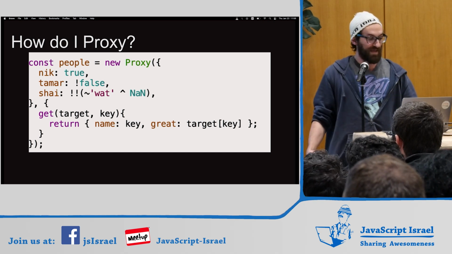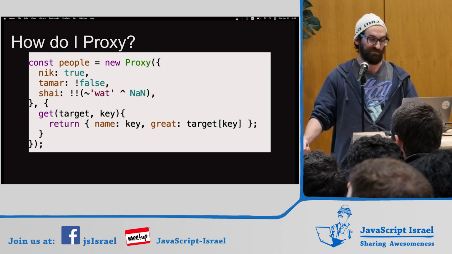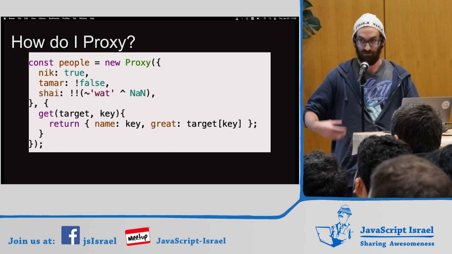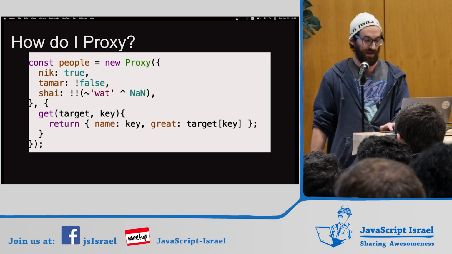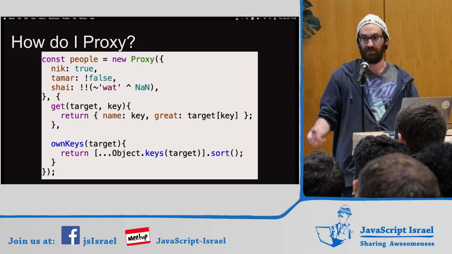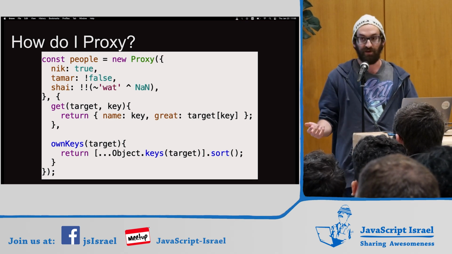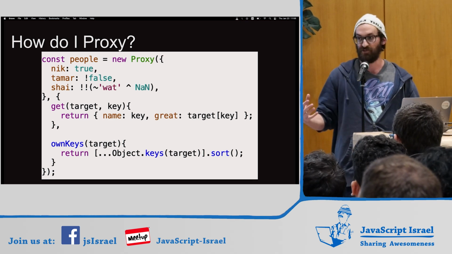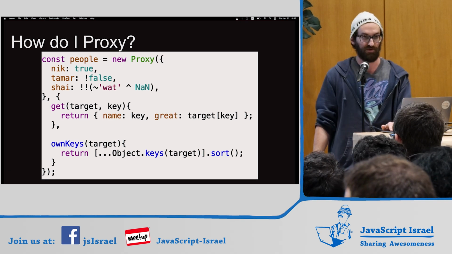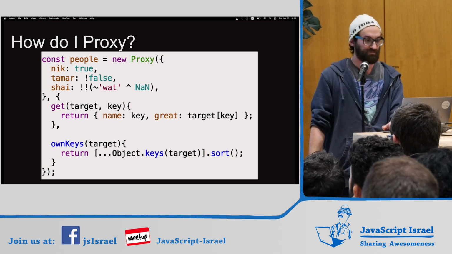So here, we can make a get trap. We're now going to return, instead of just the is great value, the true or false statement, we're going to return an object that has a name or a great. And in this example, I was imagining that the virtual list was doing an Object.keys. However you want to implement it, the ownKeys trap is also very useful. Here, I'm using it to make sure that we have a deterministic alphabetization of the keys.